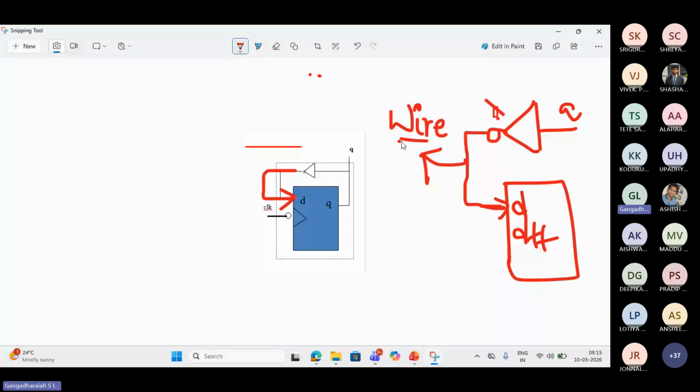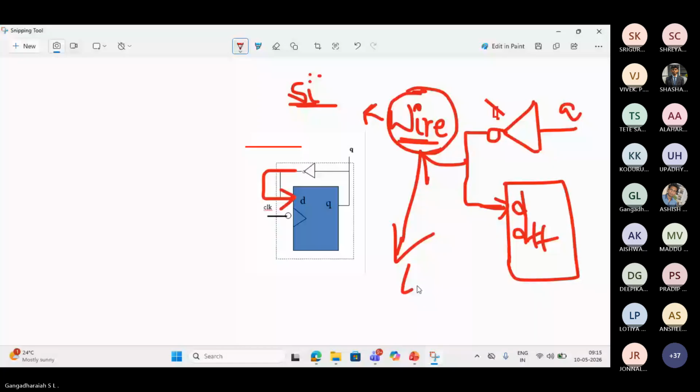I think there is another language called VHDL, and if I am right, that uses something like signal, but here it is a wire, right? And if you move slowly to SV, it can be declared as a wire also, but you can directly declare it as logic. You can directly declare it as logic, no problem at all.